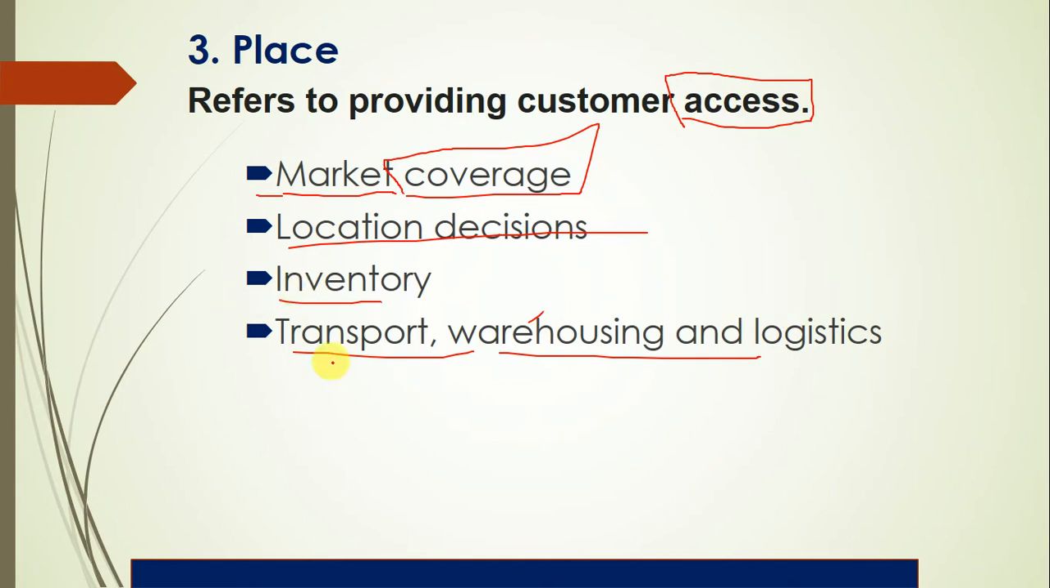I'll just tell you, transport means how your product is being sent. Warehousing: a warehouse, also called a godown, is where we store our inventories, goods, and products. And logistics is how you sell, right? Logistics, we call it logistics.